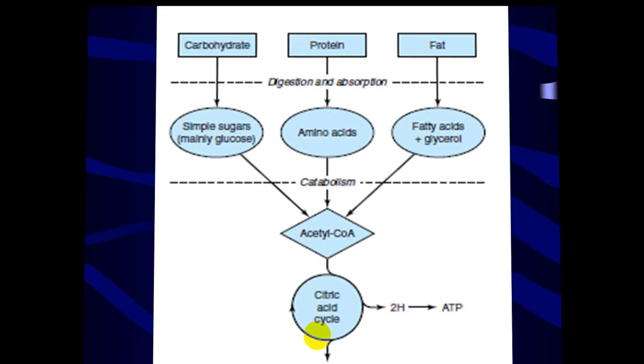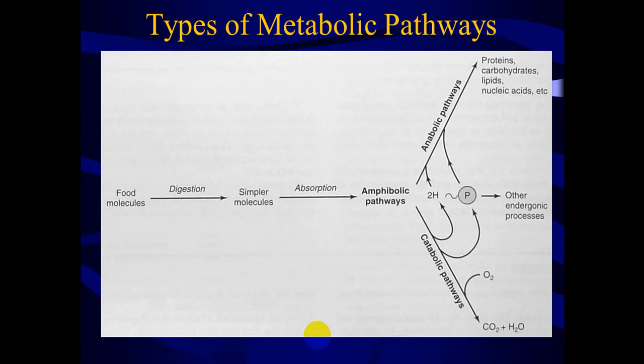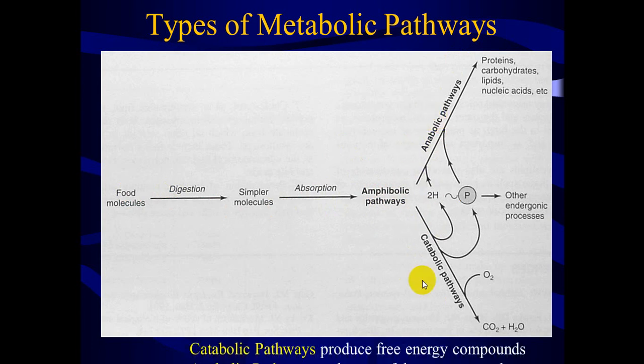Another diagram shows the types of metabolic pathways, from initial processing, digestion and absorption, and splitting into the two metabolic pathways, anabolic and catabolic pathways. Food molecules, digestion, simple molecules, reactions of anabolic and catabolic. Then catabolic pathways produce free energy. Anabolic pathways make use of these compounds. This is the general introduction of the metabolic pathways.